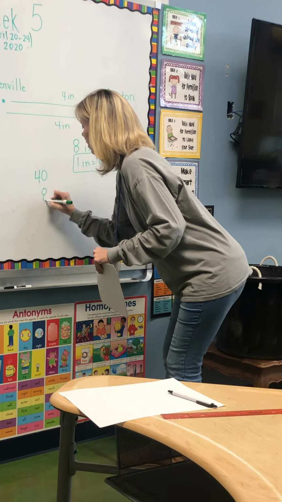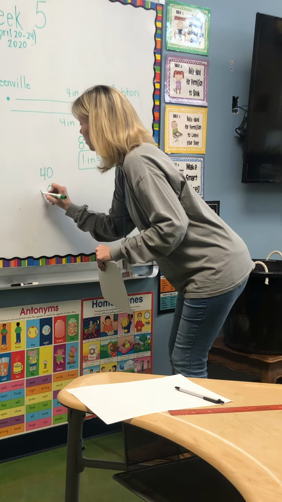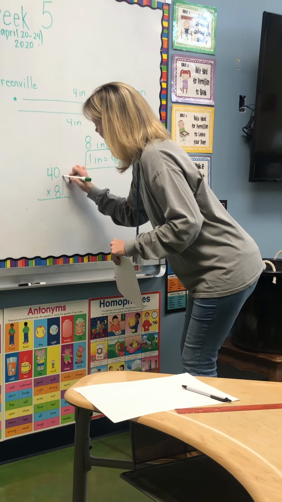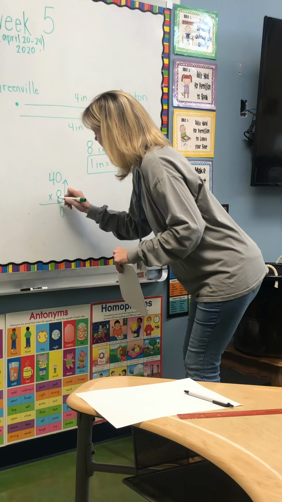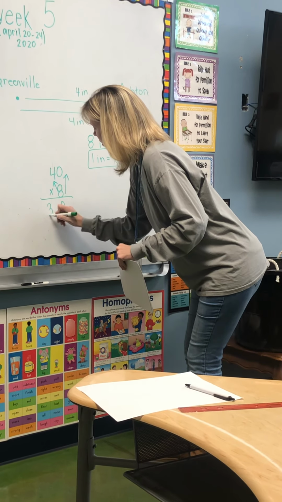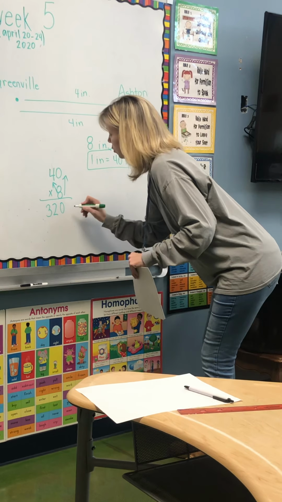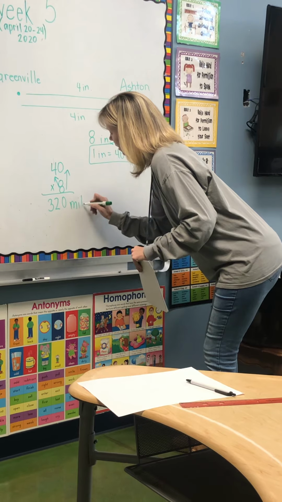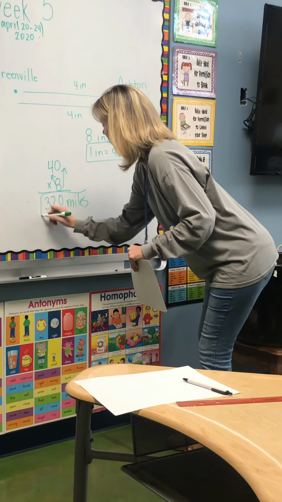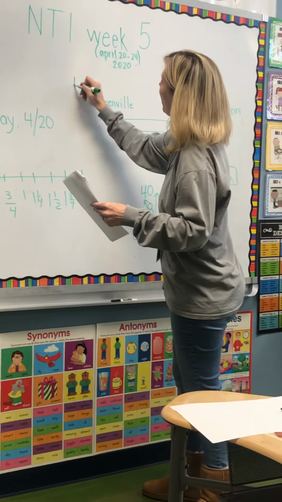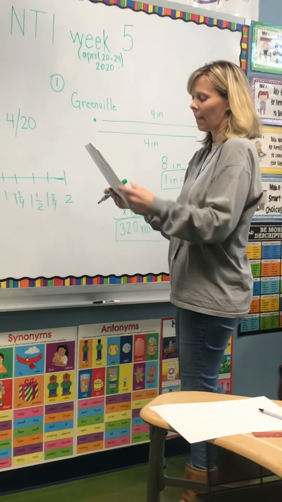So I have 8 groups of 40 miles. So I would say 8 times 0 is 0, and 8 times 4 is 32. So they traveled 320 miles. So that would be my final answer, and this is for number 1. So we've done number 1 together.